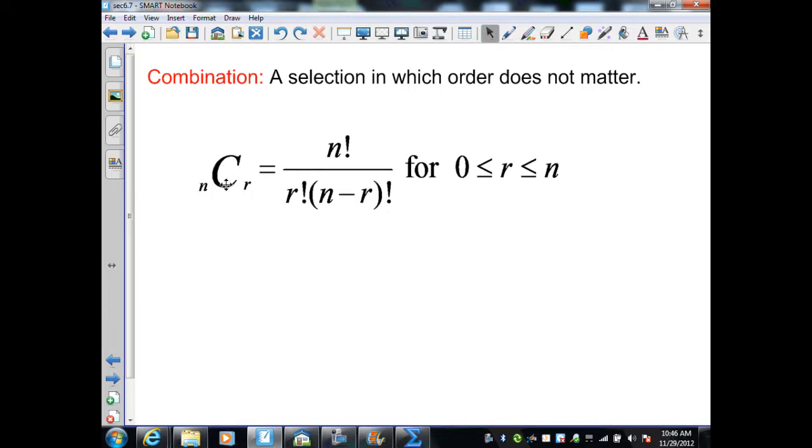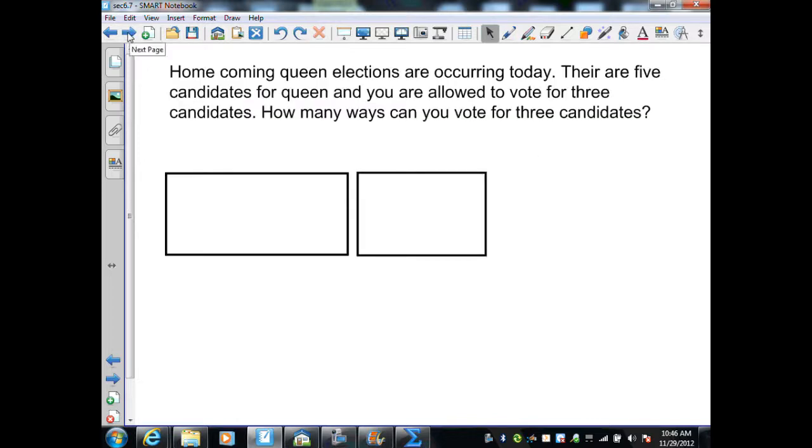But here I have C, which represents combination, N is still the total number of items in the set, and R is the number that are to be counted. I substitute into this given formula, very similar to our permutation, except I have an R factorial outside of our quantity in the denominator. R is still going to be greater than or equal to 0 and less than or equal to N. Let's take a look at our first example.